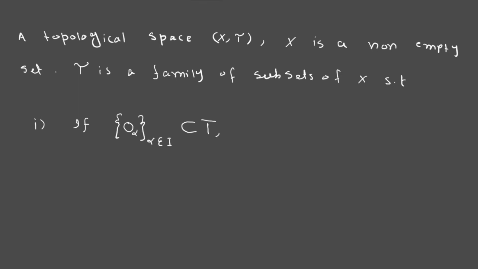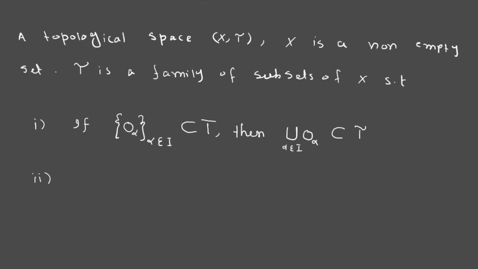Then by taking the union, by the definition of topology, when we take the union of any number of members of tau, O alpha, alpha belonging to I, it may be infinite. Their union must be contained in tau. This is the theoretical definition of topology, and this is the mathematical way of defining it.